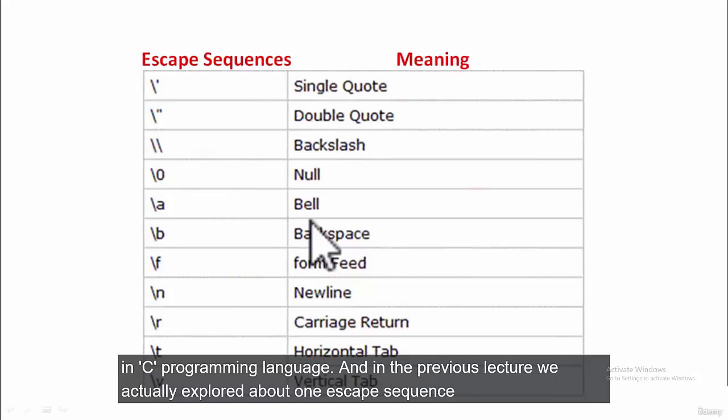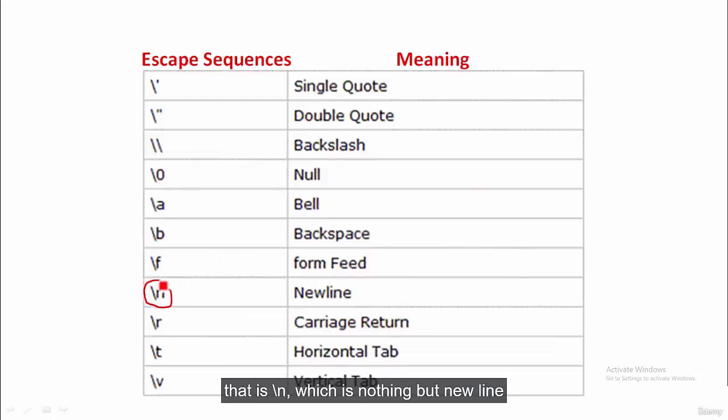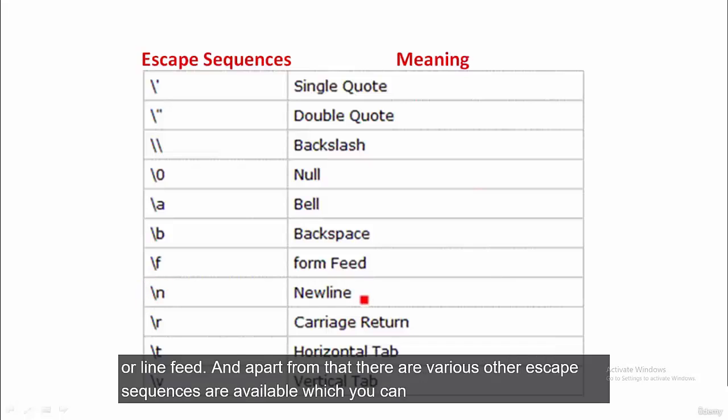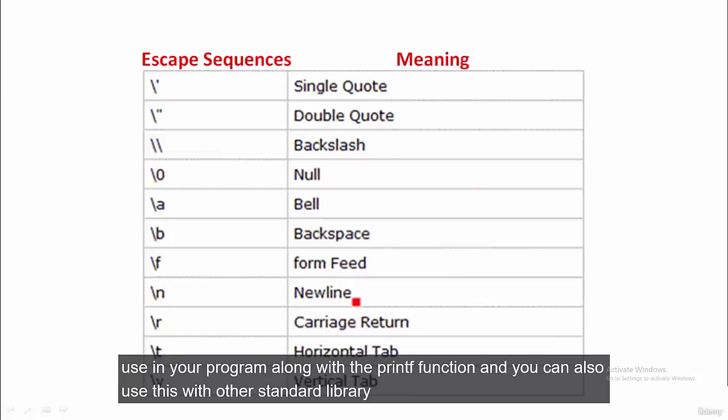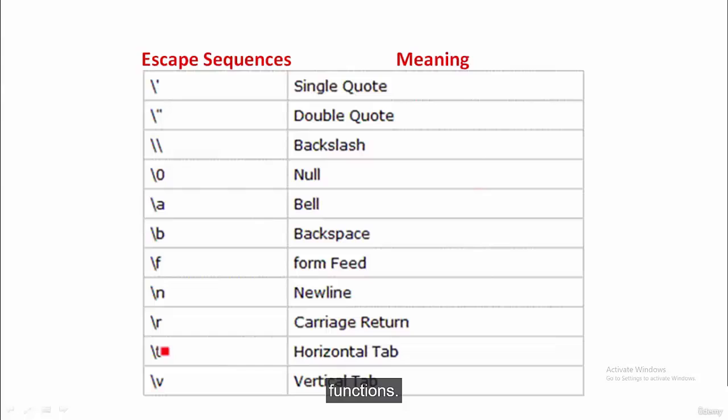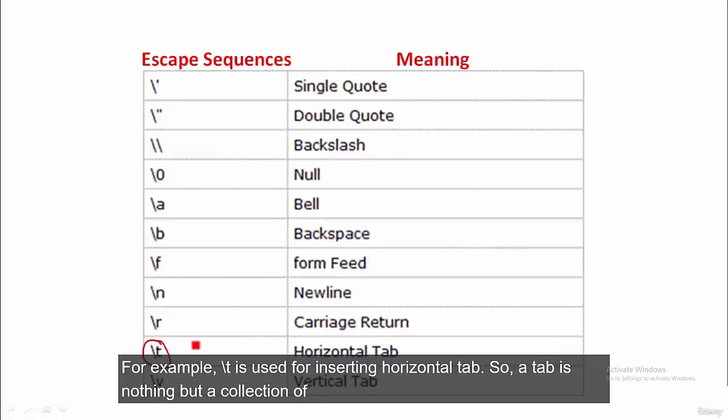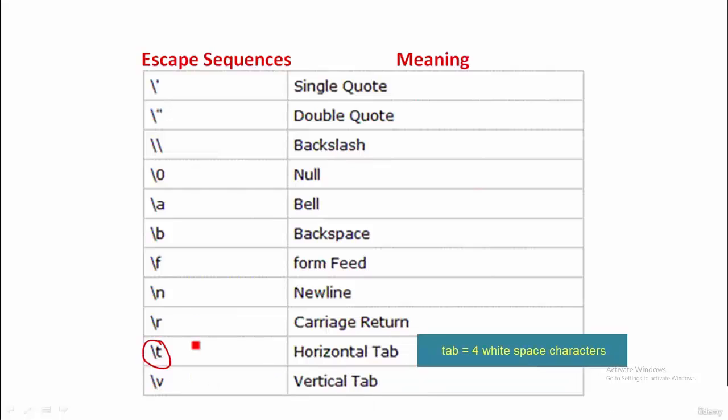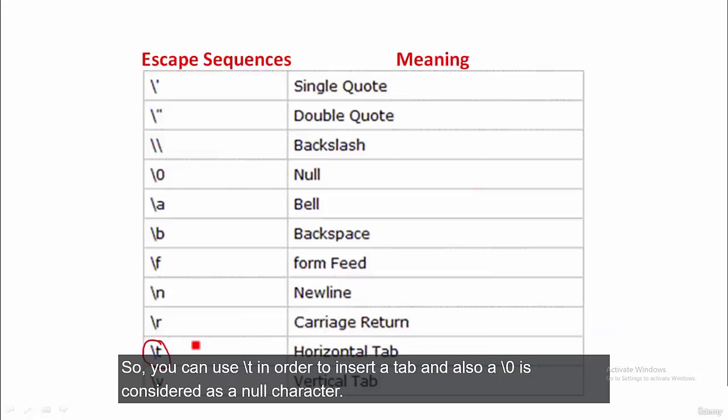In the previous lecture, we explored one escape sequence, that is \n, which is nothing but new line or line feed. Apart from that, there are various other escape sequences available, which you can use in your program along with the printf function. And you can also use these with other standard library functions. For example, \t is used for inserting a horizontal tab. A tab is nothing but a collection of 4 spaces. So you can use \t in order to insert a tab.